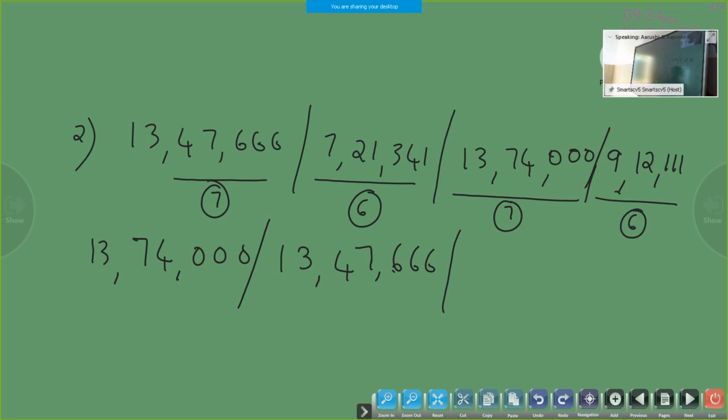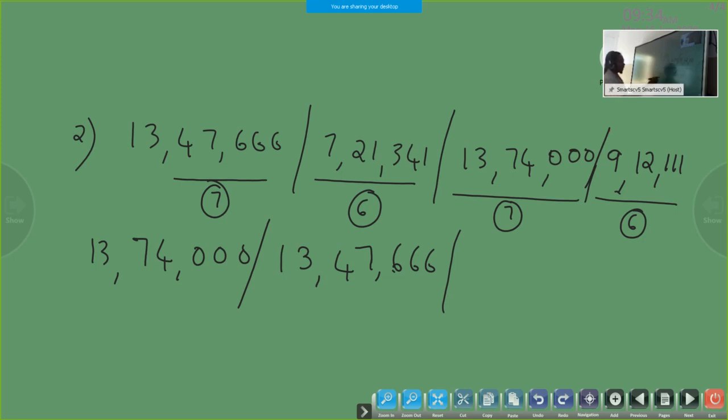47,666. Now the other person, Arushi, can you tell me the next 2 digits? 7. We have 2 numbers having 6 digits. So which is the bigger one? We are writing in descending order, not in ascending order.